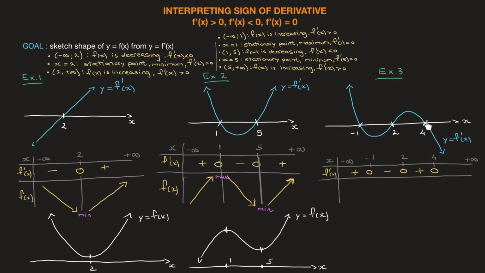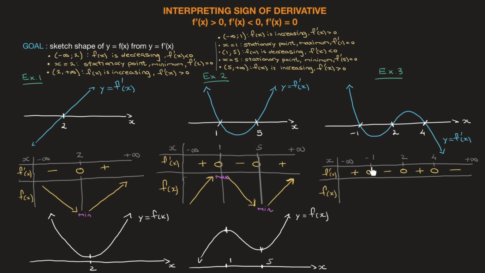And last but not least, for x values greater than 4, the curve is underneath the x-axis, so the y-coordinates there are negative, and so f dash of x is negative. So I write a negative sign here. Okay, so the sign of f dash of x is now taken care of, and so we move on to the third tall row in our table, and that's for f of x.